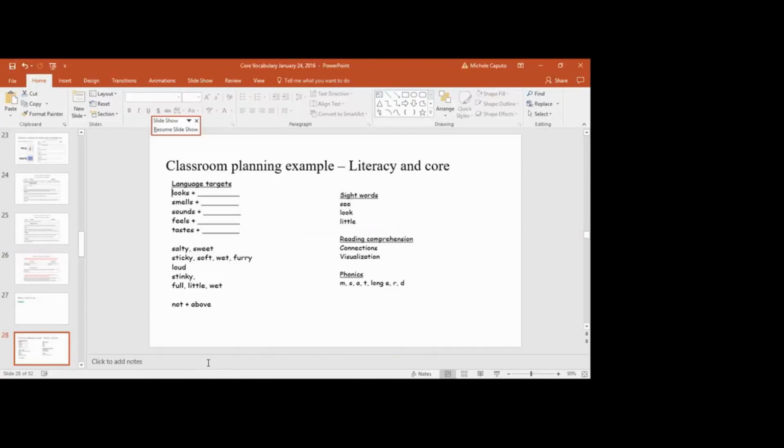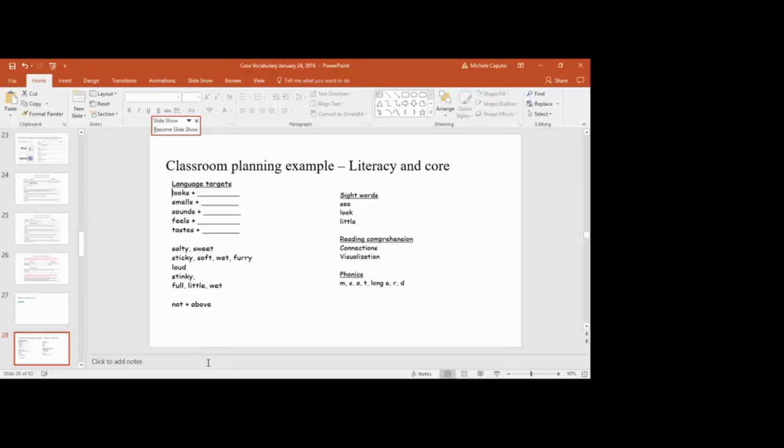okay, what are the core words? What are the important words? Now, this is with a group that was a little bit more advanced linguistically. So we were working on some words that were core, but our real focus here was the core plus a descriptor. So looks, smells, sounds, feels, tastes, plus all of these different kinds of descriptors, like little and wet and loud and full. These are all core words. And then our negation, not plus above.